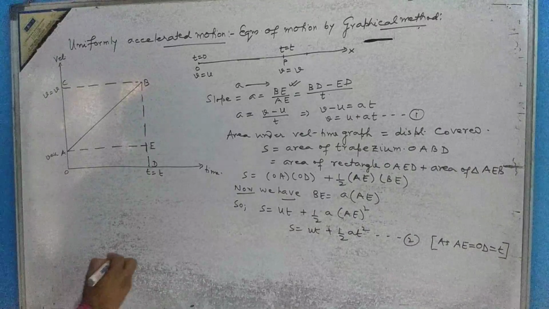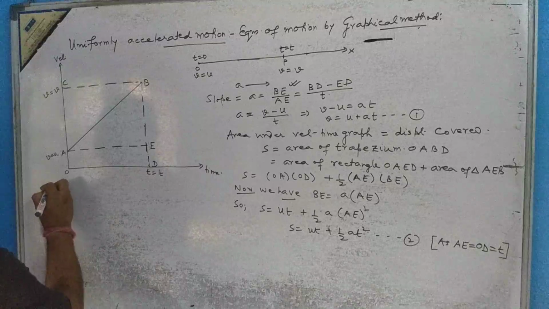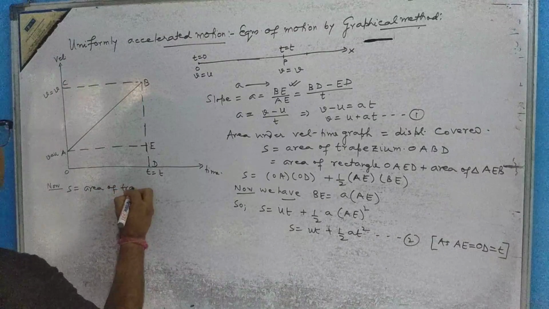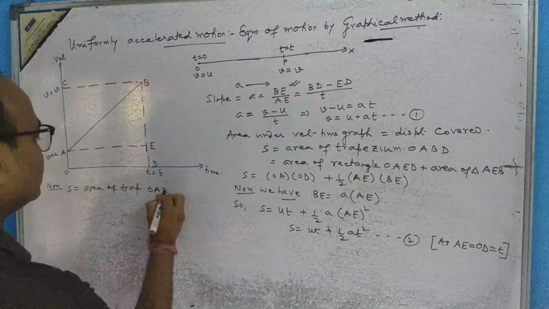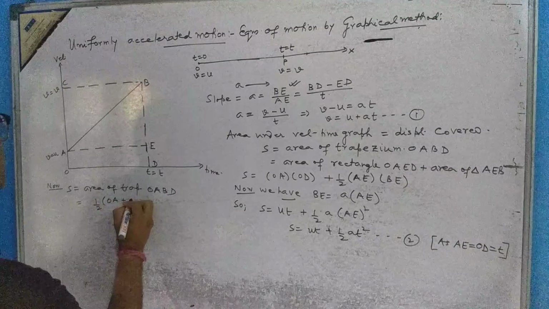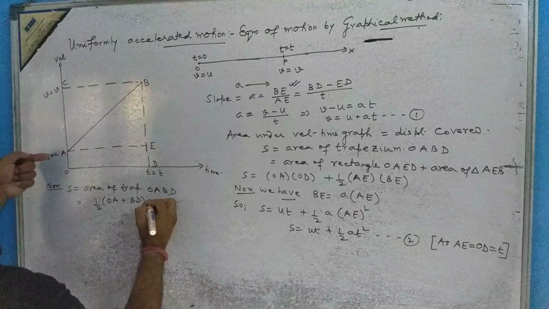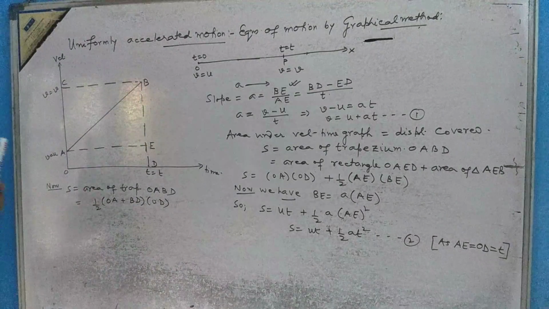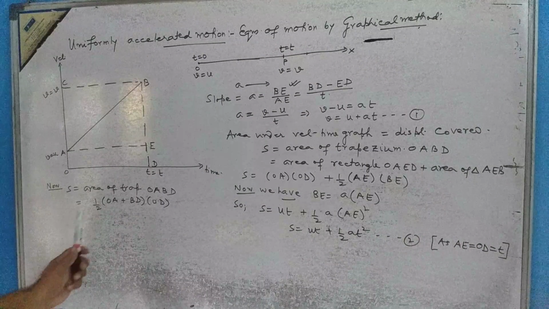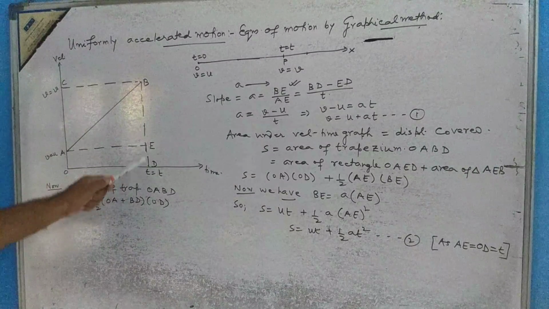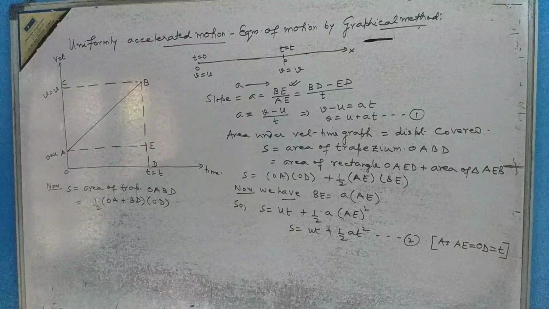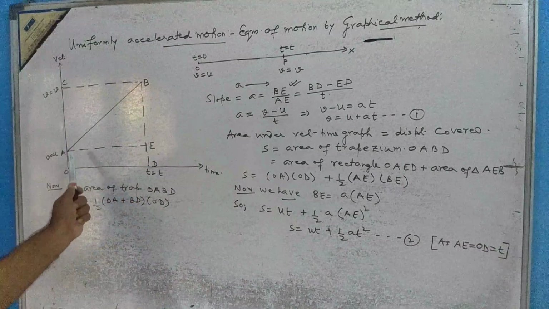Now you can get one more thing. S is equal to the area of the trapezium OABD. What is the area of the trapezium? Half into OA plus BD into OD. Could you understand? Because the area of the trapezium is half into the sum of the two parallel sides into the height. OA plus BD. I can very easily write OD is equal to AE.